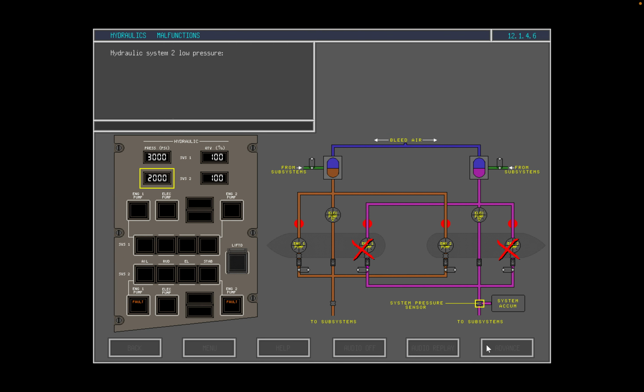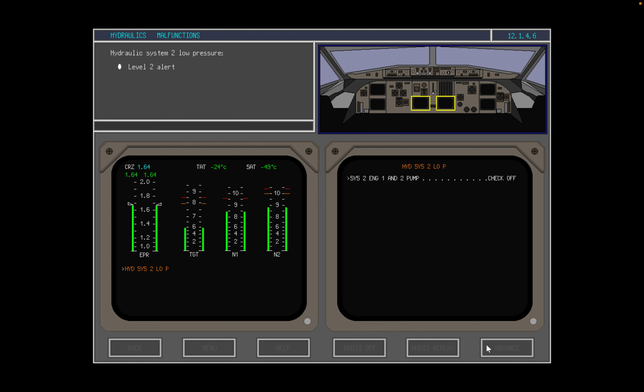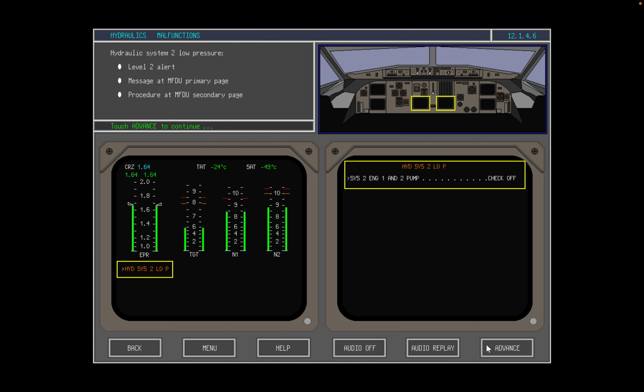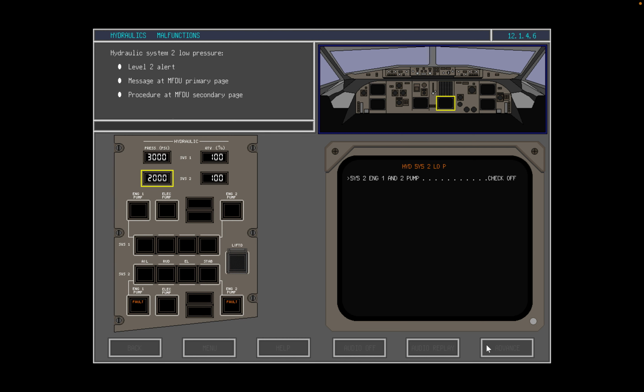Enunciations and procedures for a Hydraulic System 2 low-pressure condition are similar to those we have already examined for a System 1 low pressure. Hydraulic System 2 low pressure causes a Level 2 alert, together with a message at the MFDU primary page and the associated procedure at the secondary page. The System 2 pressure indicator displays a low pressure value, and the System 2 engine pump push buttons display fault lights.